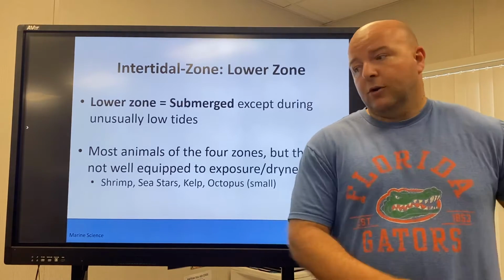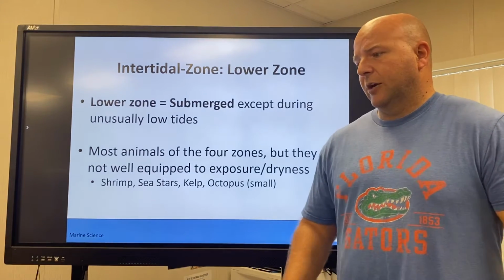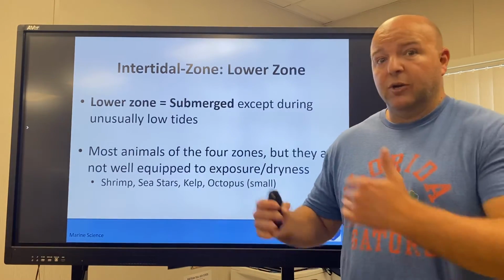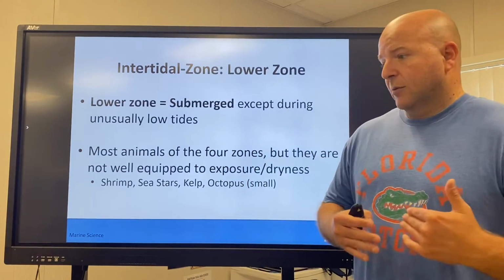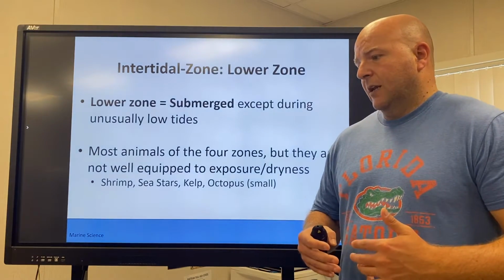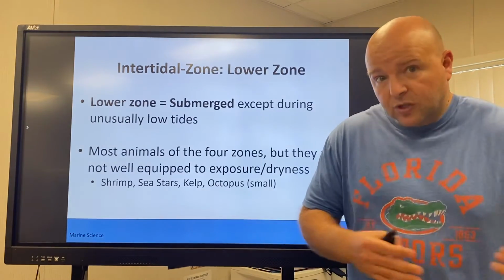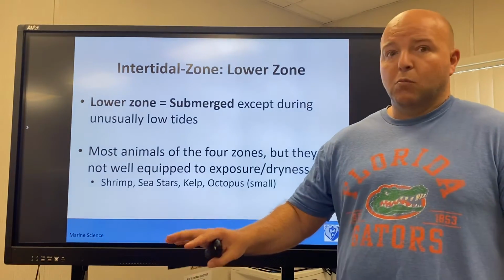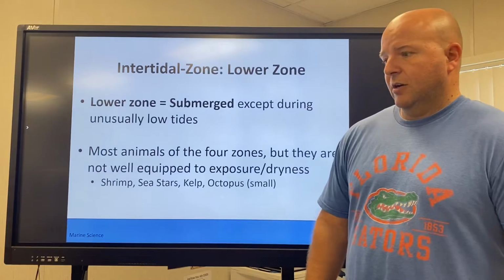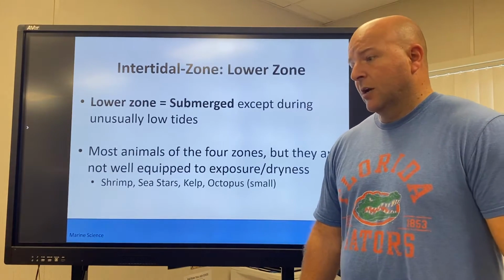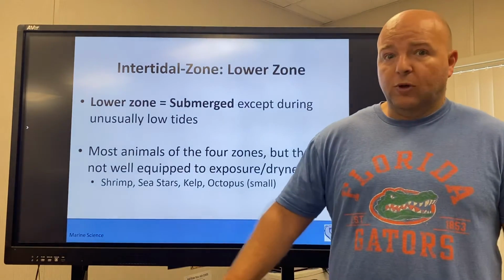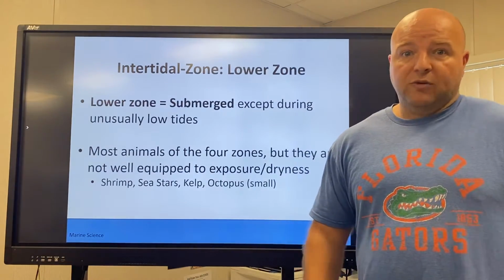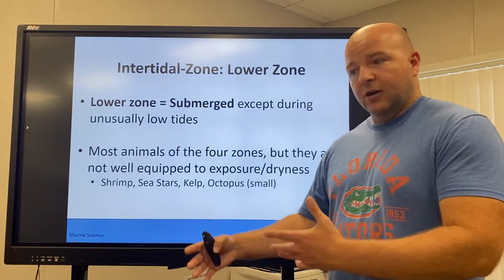And then we have our lower zone. This is the area that's going to be pretty much always submerged, but sometimes just barely. It's where that low tide comes to, and there may be times where there's an unusually low tide where it does get uncovered. This zone has more animals than any of the other zones here, but they are not equipped very well for the exposure to the sun and dryness. So if they get caught, these are the ones that are in trouble.